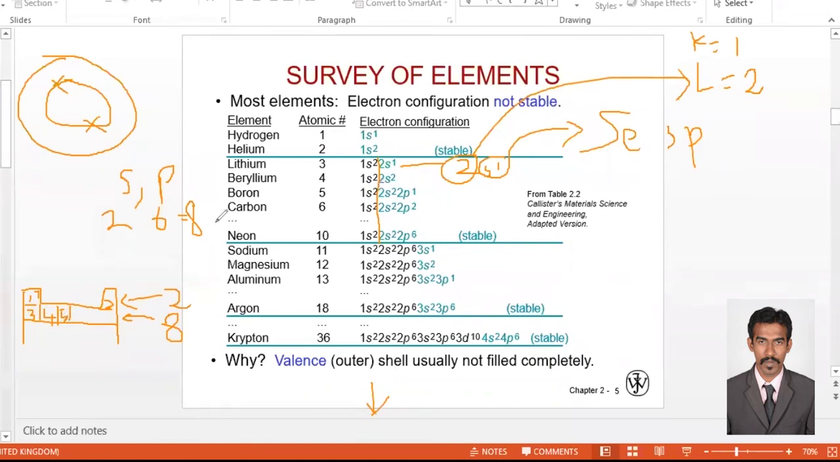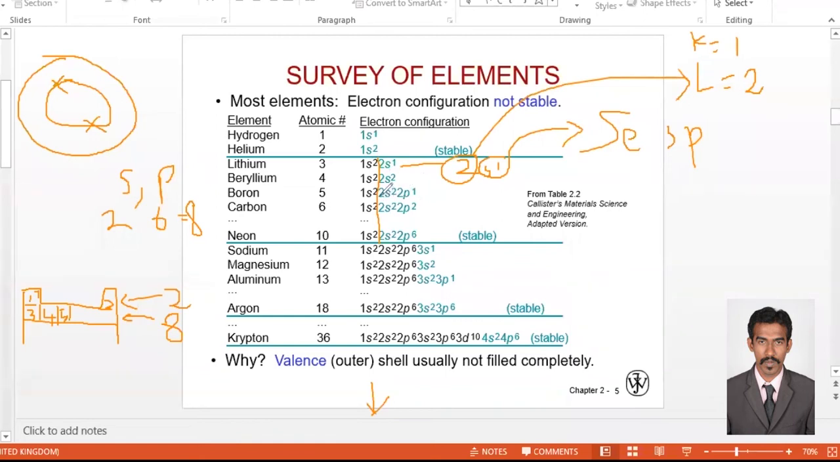So 1s2 is the first orbit. The maximum is 2, that is done. In the second orbit, we can have a maximum of 8. So we can't write 2s3, right? Why? Because in the s orbit, the maximum is 2. So we will write 2s2 and then we will write 2p1.